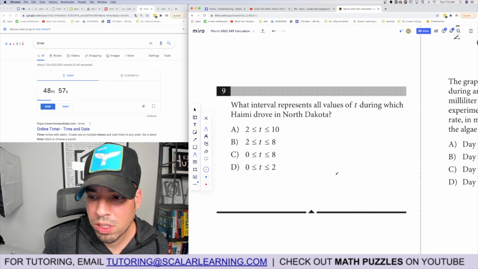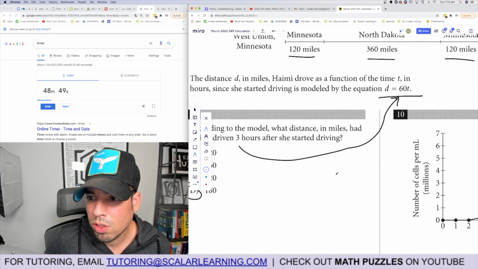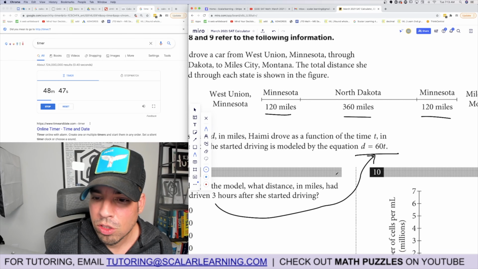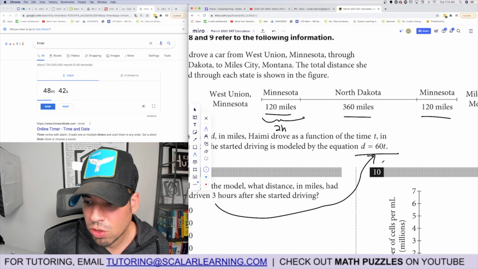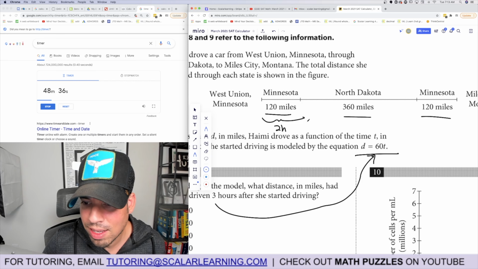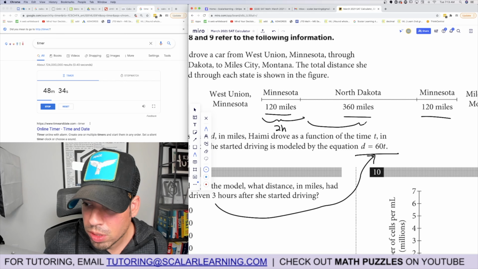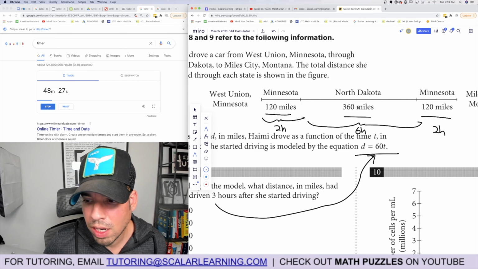What interval represents all values of t during which Hammy drove in North Dakota? Got it. So it looks like this was 2 hours, because if she's going 60 miles per hour, that is 120 miles, that's 2 hours. And then that's 360 miles. That would be 6 hours. And then here would be another 2 hours. So she's driven a total of 10 hours.